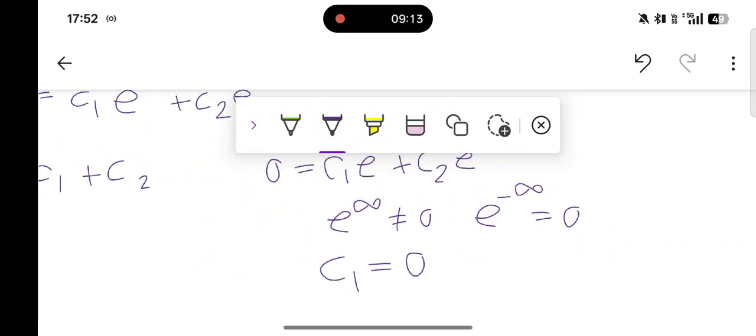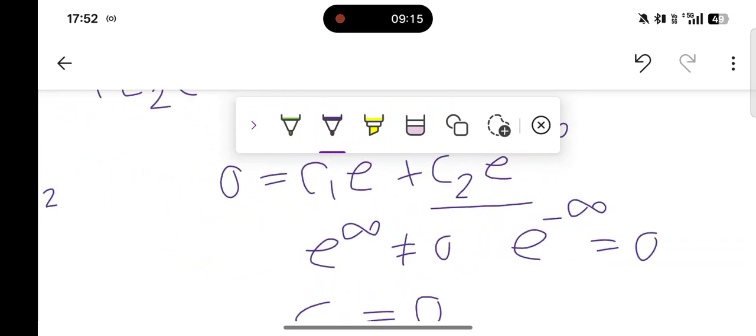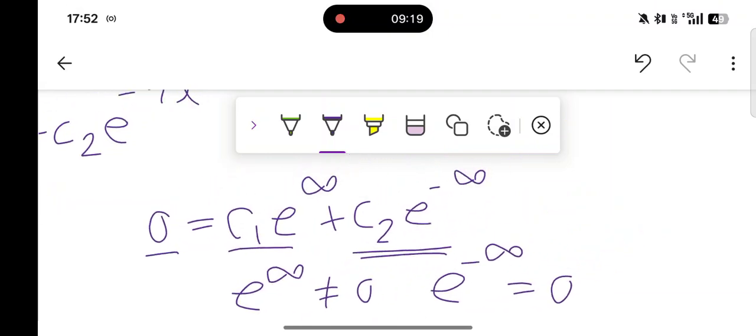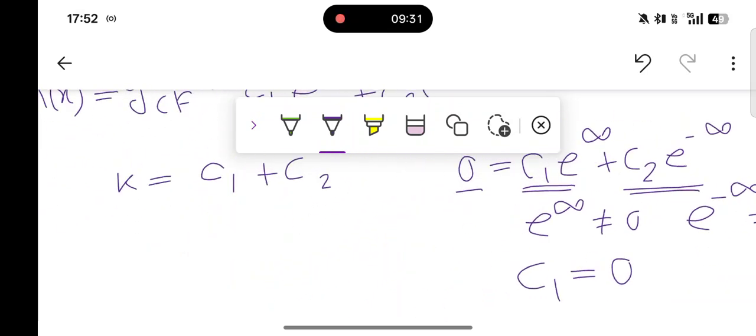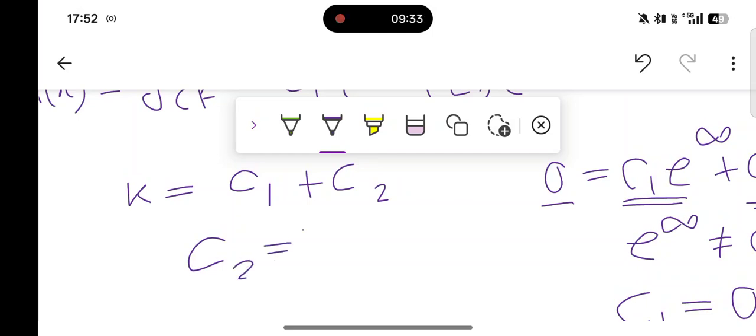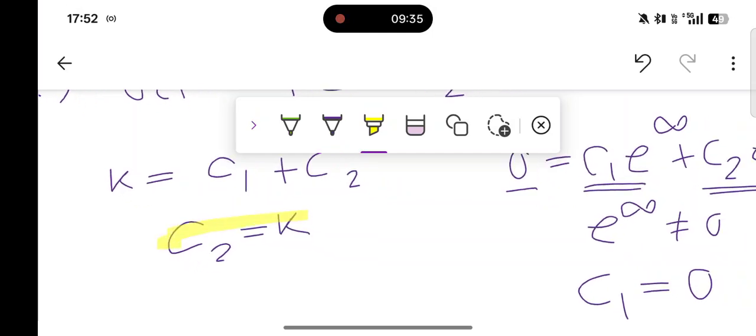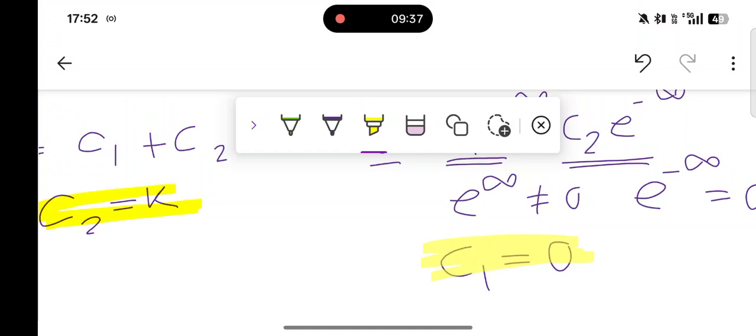Just solve the equation. This part will be 0 and this part will be 0 according to the equation. This part will be 0 because it is e to the power minus infinity, which is 1 by infinity, and 1 by infinity is 0. And this is c1 into e to the power infinity, so e to the power infinity will not be equal to 0, so c1 is 0. Now our c1 is 0, so c2 is k. You can easily find out the values of c1 and c2.